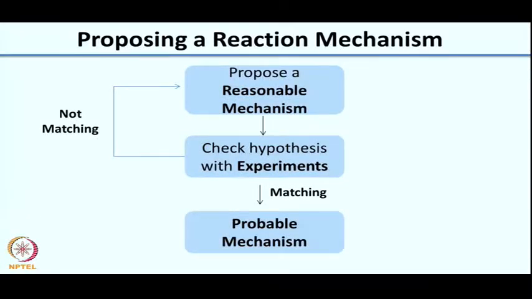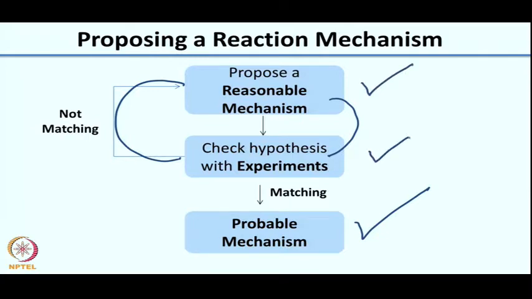You start with a reaction mechanism, you check the hypothesis, if it works, great. If it does not work, you keep repeating this cycle until you get a good mechanism. Now for this to work in the first place, you need to be sure that you are able to A, propose a reasonable mechanism and B, design experiments to figure out if this mechanism is correct.